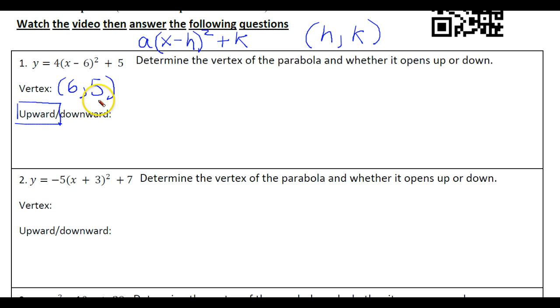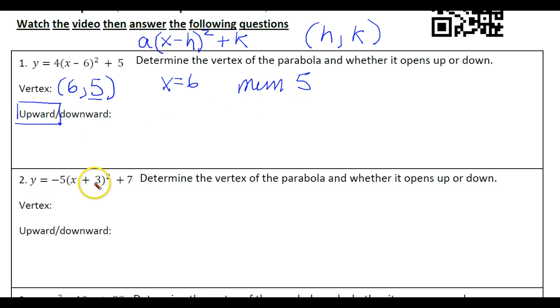Now, a few other things. What is our axis of symmetry? Well, it would be our x value, so x equals 6. And what is our minimum? Since it's opening up, our minimum is our y value, so the minimum is 5.